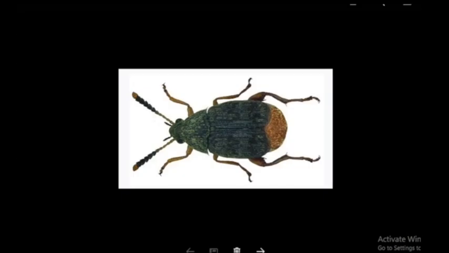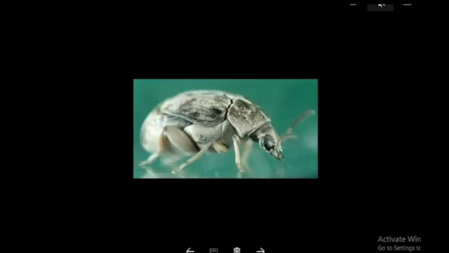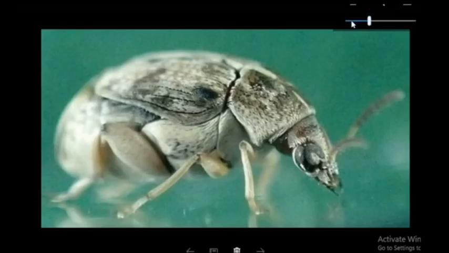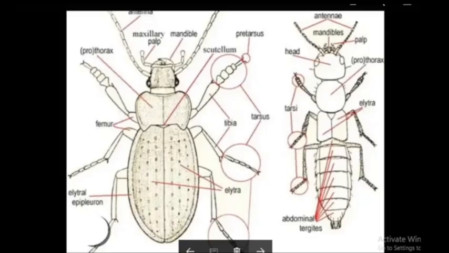If you want to see some pictures of it, this is what it looks like. That is a picture of Acanthoscelides obtectus, and this is another picture of it. Here we have a labeled diagram of that particular specimen. You can see that it has a pair of antennae, and then it has 3 pairs of jointed working legs. It has its head, its prothorax, as well as its abdomen and other labeled parts, as you can see in this picture. So that is about specimen A.